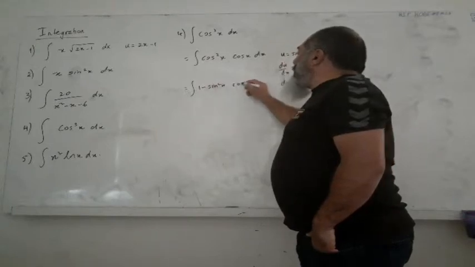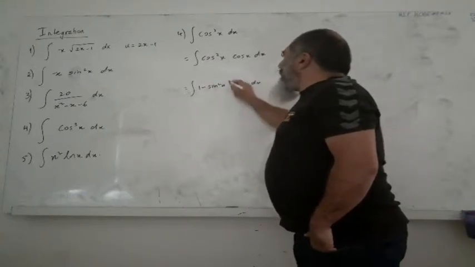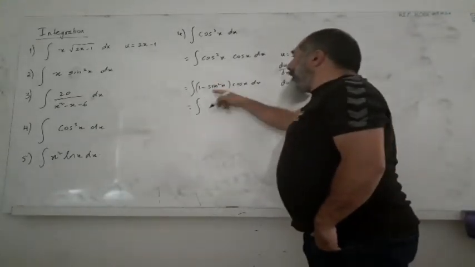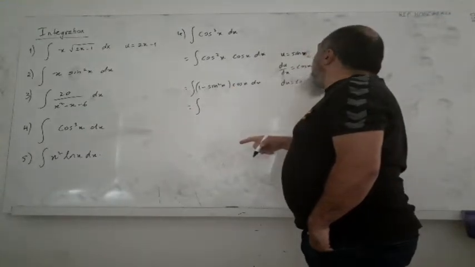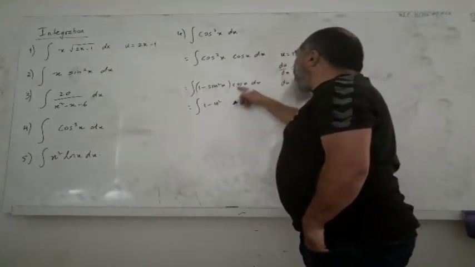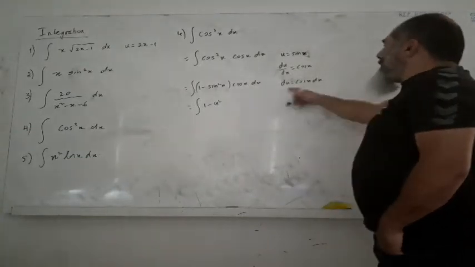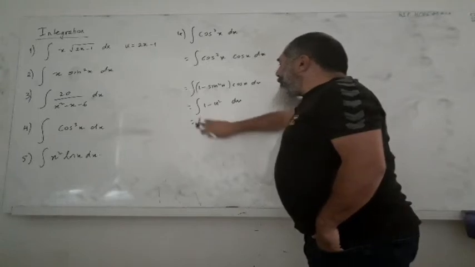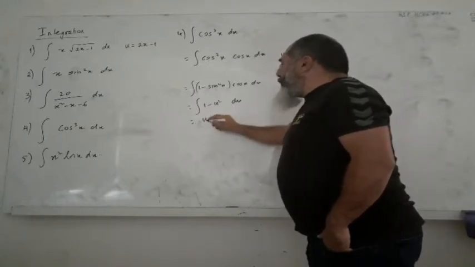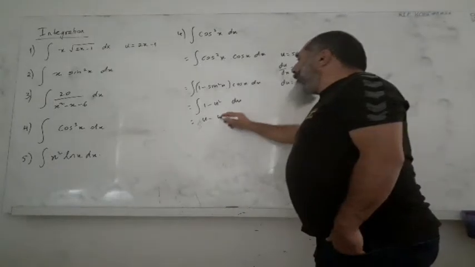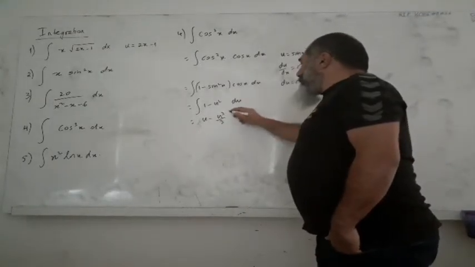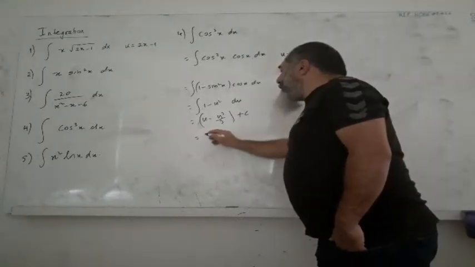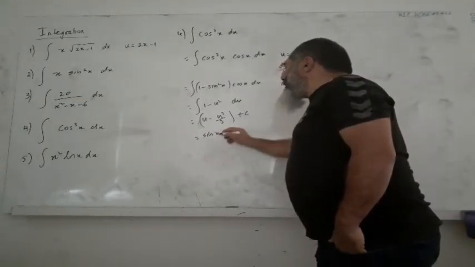So let's substitute there. Let's write sine square x in terms of u. It is going to be 1 minus u squared, and cosine x dx, as you see, is equal to du. So do the integration. Integration of 1 is u. Integration of u squared is u cubed over 3 plus c. So u is sine x, and the answer is going to be sine x minus sine cube x over 3 plus c.